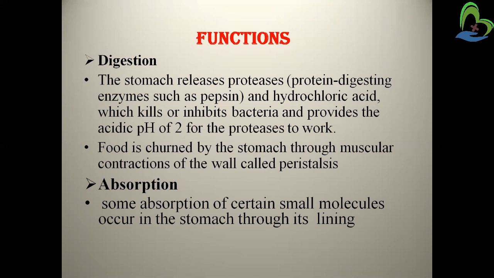The stomach releases proteases, the protein digesting enzymes such as pepsin, and hydrochloric acid, which kills or inhibits bacteria and provides the acidic pH of 2 for the protease to work. Food is churned by the stomach through the muscular contraction of the wall called peristalsis. So through the peristalsis movement, the food is churned, right? Then absorption. Some absorption of certain small molecules takes place within the stomach through the lining of the wall.